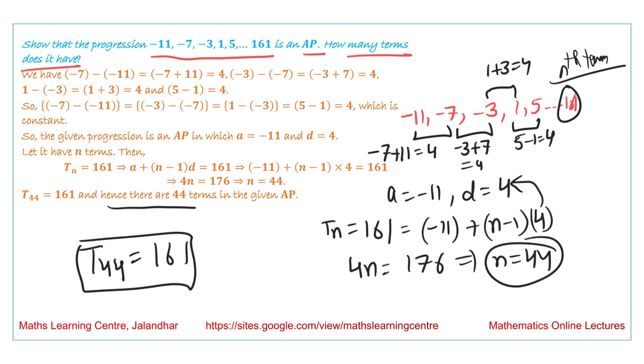That is, this AP has a total of 44 terms.